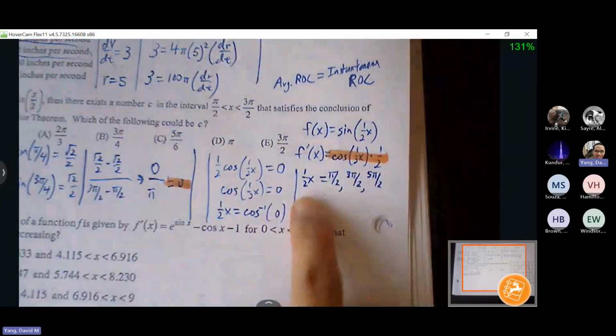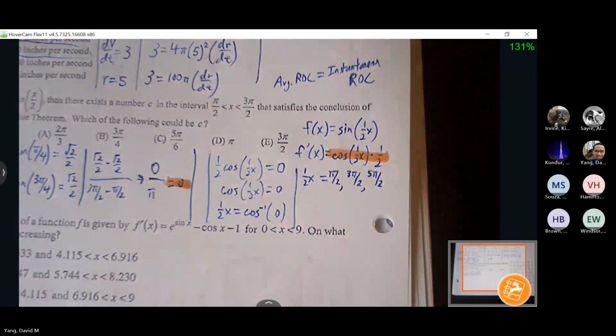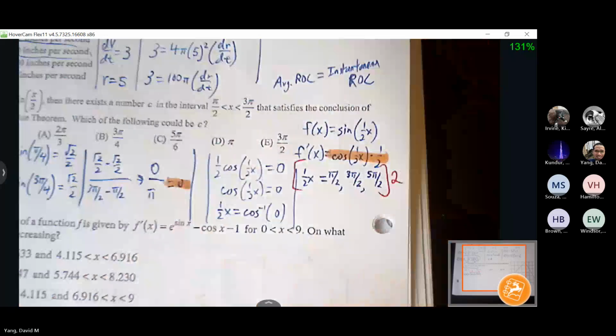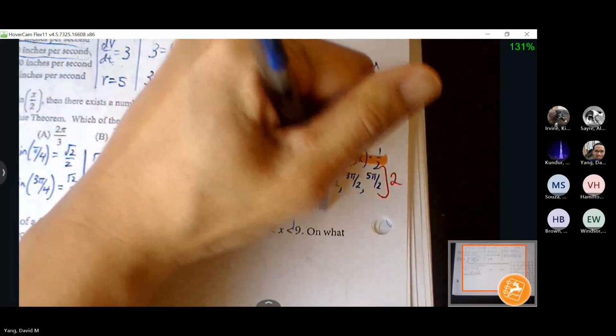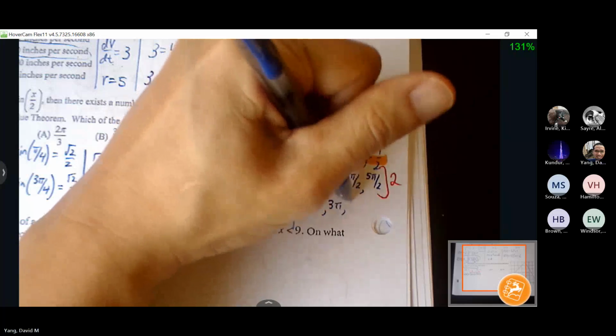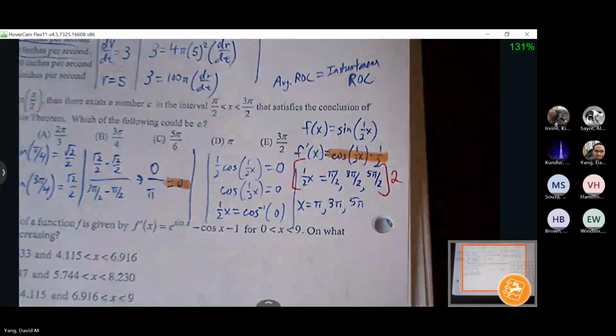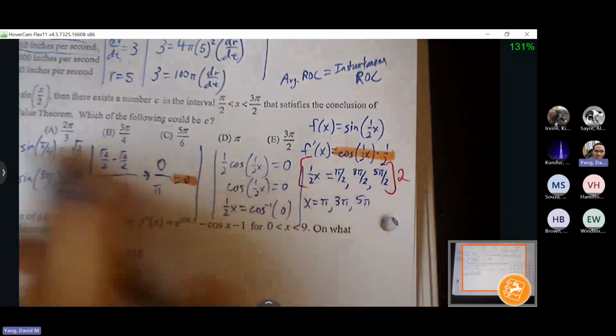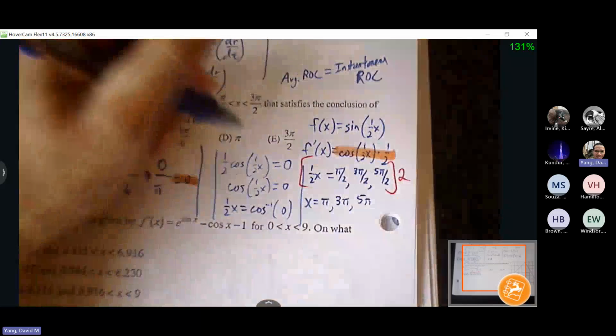And then to solve for x, I can multiply everything through by 2. So x equals pi, 3 pi, and 5 pi. And the only answer choice that I see that matches is pi, so answer choice D.